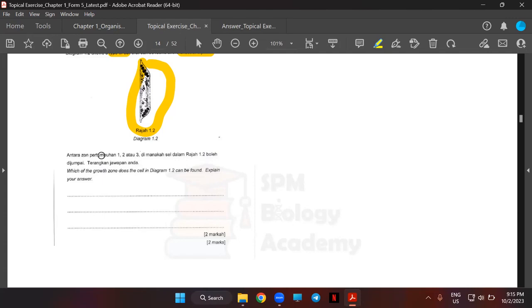Antara zon pertumbuhan 1, 2 atau 3, di manakah sel dalam Rajah 1.2 boleh dijumpai? First question, 1 mark. Which of the growth zone, antara zon pertumbuhan, does the cell in diagram 1.2 can be found? Jadi saya kata apa? Diagram 1.2 ni ialah xylem vessel, salur xylem. What is xylem? Xylem tu apa dia? Vascular tissue. What is vascular tissue?